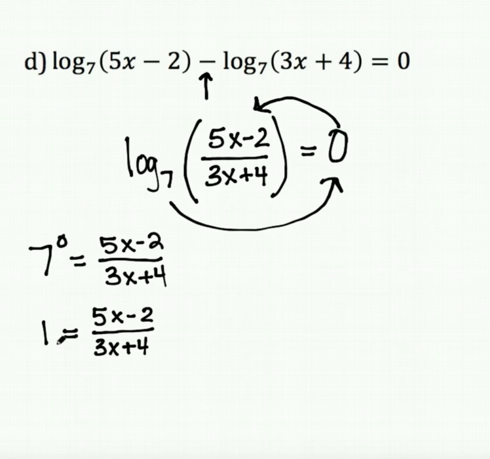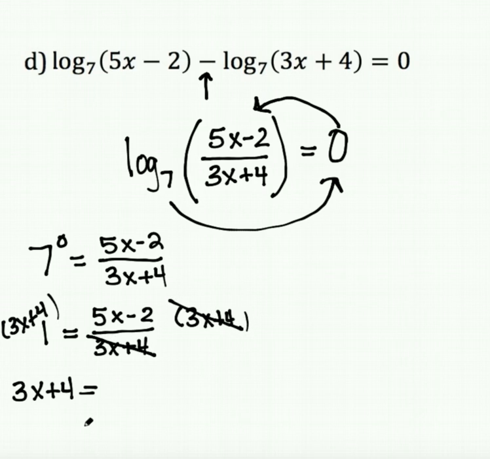I'm going to multiply both sides by this denominator. The denominator is 3x plus 4. So I'm going to multiply that on the right-hand side and the left-hand side, 3x plus 4. On the left-hand side, 3x plus 4 times 1 is simply 3x plus 4. On the right-hand side, it's going to cancel out because I have it in the numerator now and the denominator.